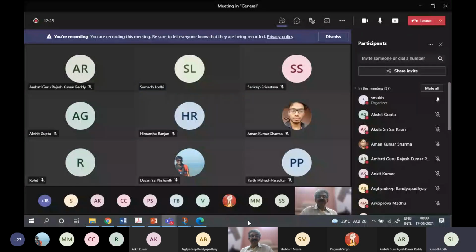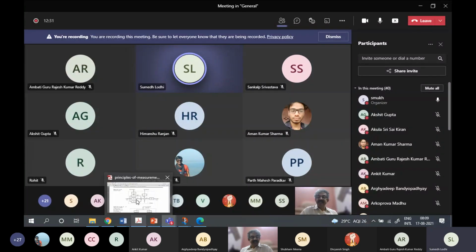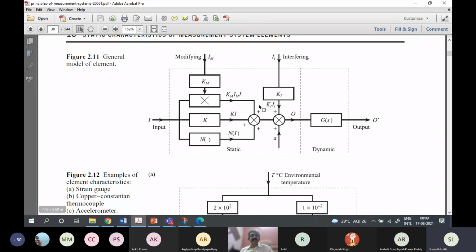Yes, sir. It directly adds to the actual input. Right. So it is an input which affects the output, but in an additive manner. It creates an error, but it creates an error in the additive manner. On the other hand, the modifying input does what?